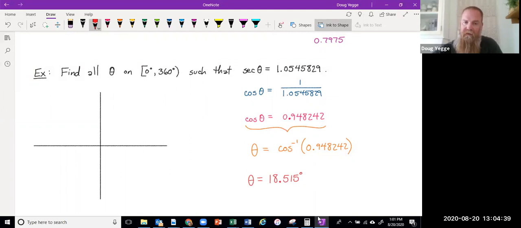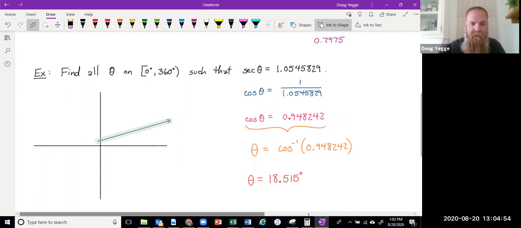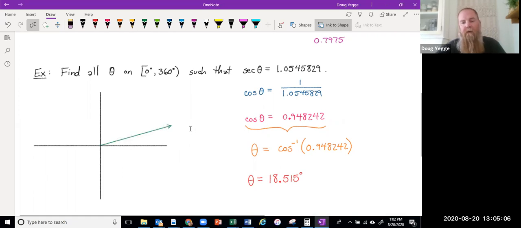But I'd like to take a look at the diagram to see what this really means. This is basically saying that if I were to take a look at the angle of 18 degrees, 18 degrees is a really shallow angle. It's going to be somewhere around here. A pretty shallow angle. So we're being told that the cosine of this angle is going to be this value, 0.94824. But I'd like you to keep in mind that this value is positive.